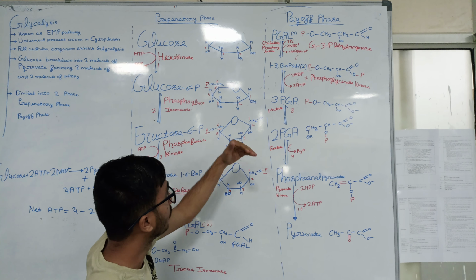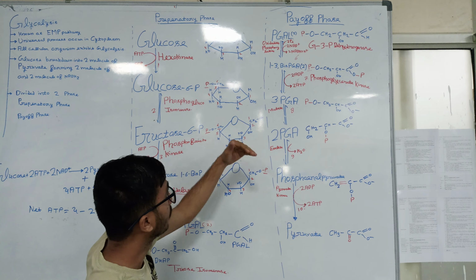After that, this 3-PGA with the help of the mutase enzyme is converted into 2-PGA. And why do we convert it into 2-PGA? The reason is we have to form a double bond here. So for making the double bond, we have to move the phosphate group from the third position to the second position with the help of the enzyme known as mutase. After that, 2-PGA is converted to phosphoenolpyruvate.